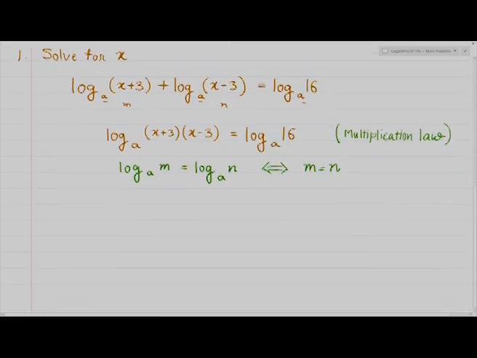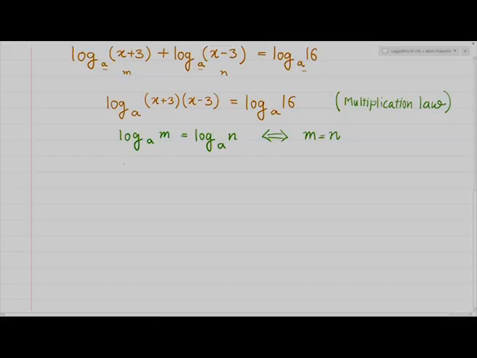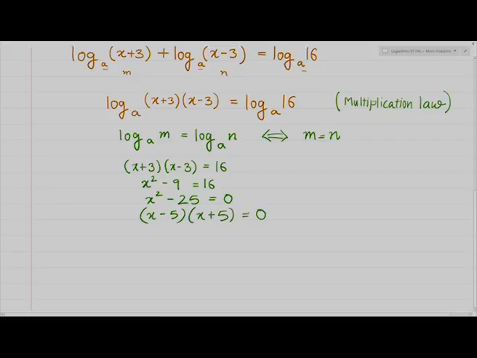So, now I will use this property and say that my (x plus 3) into (x minus 3) is equal to 16. What does that mean? You might be knowing better than me. It is x square minus 9 is equal to 16, that is x square minus 25 is equal to 0, that is (x minus 5) into (x plus 5) is equal to 0, which simply means x can take two values, one is minus 5, the other one is 5.